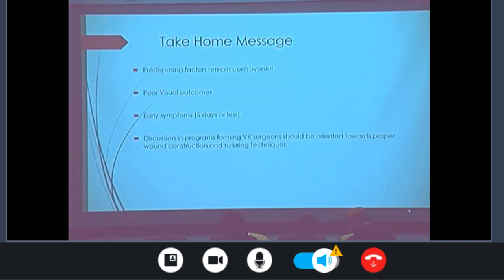So the take-home message of post-vitrectomy endophthalmitis is that the predisposing factors remain controversial, as we can see. Poor visual outcomes are warranted, unfortunately, after a patient has had this type of endophthalmitis. The symptoms develop early on, usually at about day 3 post-op, but most of the reports say that within 5 days or less, they will already be developing symptoms. There has to be a lengthy discussion in the programs forming vitreoretinal surgeons, and they should be oriented towards proper wound construction and suturing techniques, okay, and they have to practice.